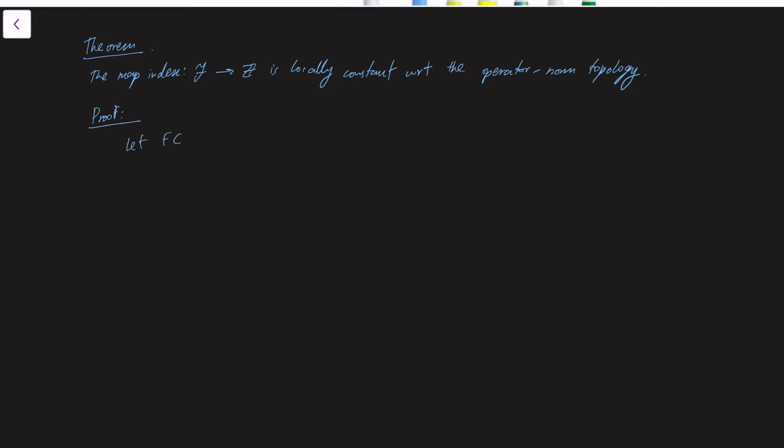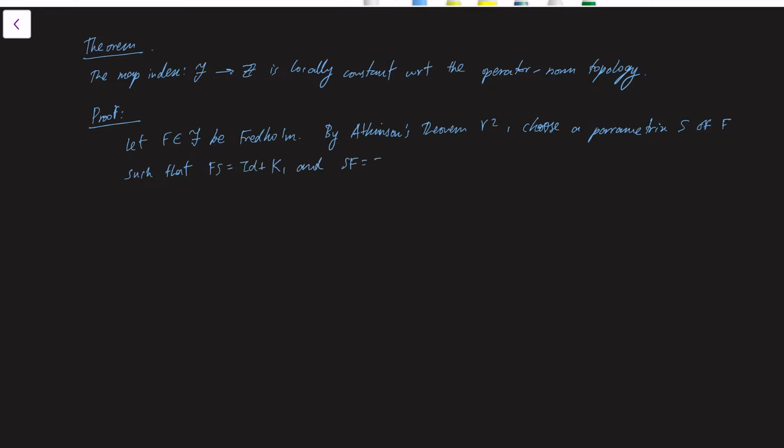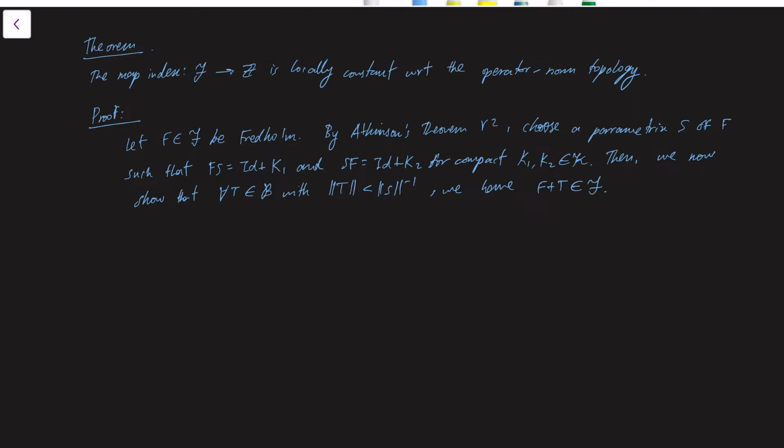We let F be a Fredholm operator with index of F. By Atkinson's theorem, there is a parametrix S that we choose for F, and it's such that S times F equals the identity plus a compact operator, and F times S and S times F are each the identity plus another compact operator. Okay, then we now show that for all bounded linear operators T with norm less than that of the inverse of the parametrix's norm, F plus T is Fredholm.